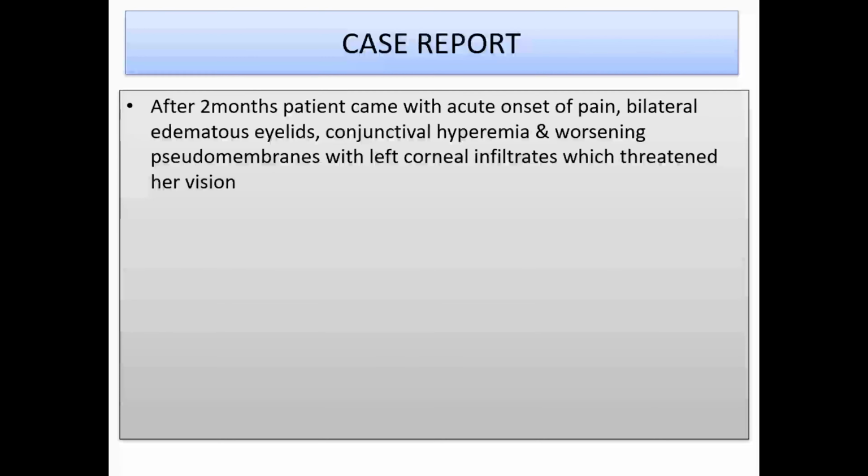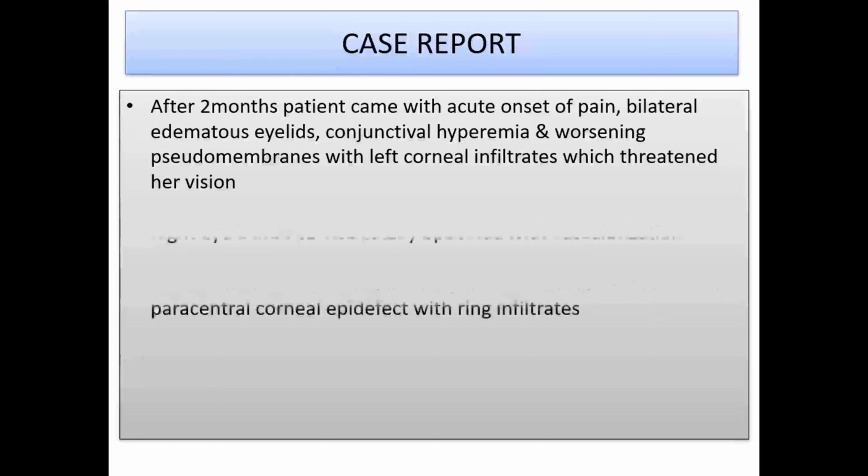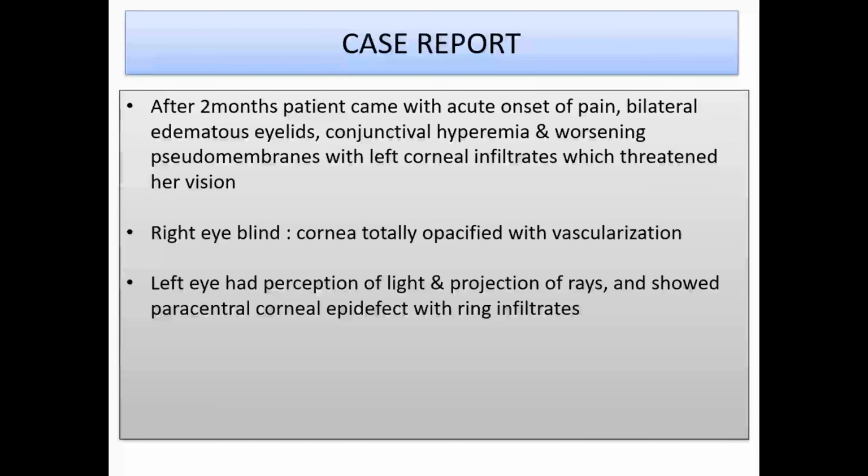After 2 months, patient came with acute onset of pain, bilateral edematous eyelids, conjunctival hyperemia, and worsening pseudomembranes with left corneal infiltrate which threatened her vision. Right eye was blind, cornea was totally opacified and with vascularization. Left eye had perception of light and projection of rays and showed paracentral corneal epithelial defect with ring infiltrates.